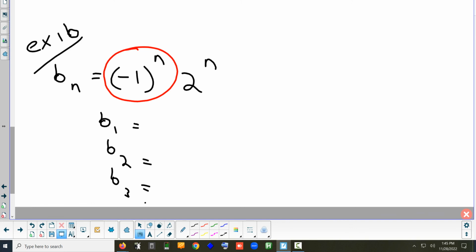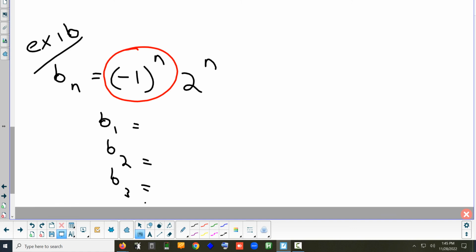What kind of power could you raise negative 1 to, and it would come out to positive 1? When the power is even. So anywhere that we have an even power, this is going to turn into a 1. When are we going to get a negative number in that red circle? Any odd power.